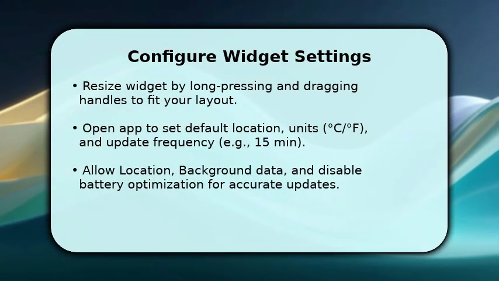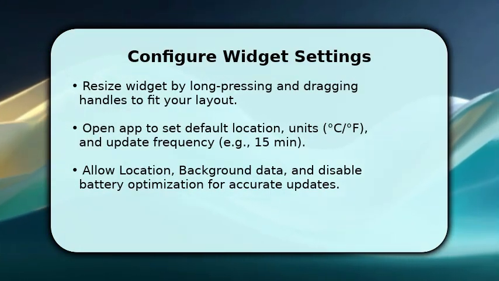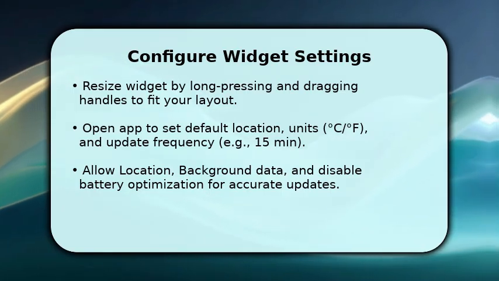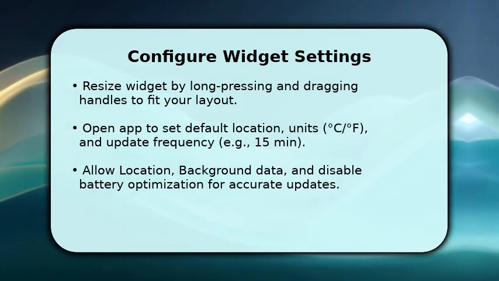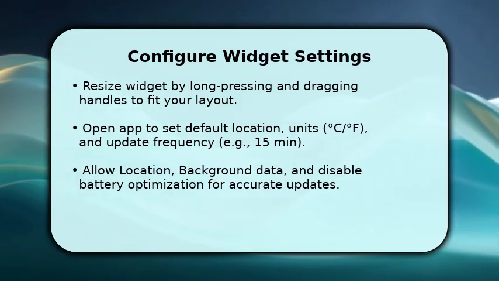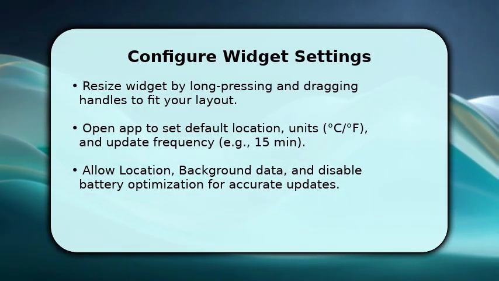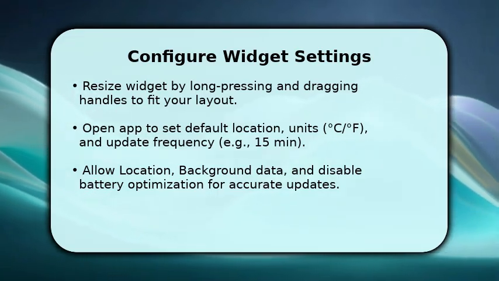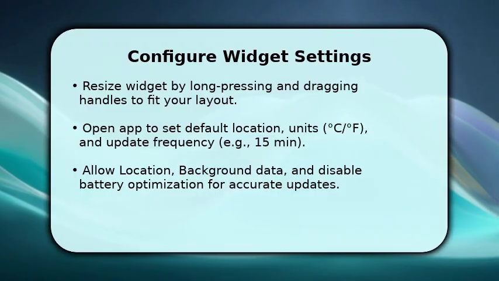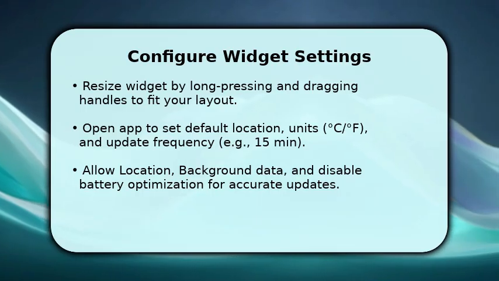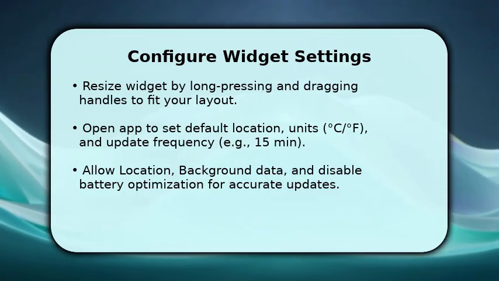You now configure the widget so it stays useful. Resize the widget on the home screen by long pressing it and dragging the handles to match your layout, then tap the widget to open its quick settings. Inside the app, set your default location, choose degrees C or degrees F, and pick an update interval like 15 minutes for near real-time data. Make sure you allow location and background data, and take a moment to exclude the app from battery optimization. Otherwise, updates can be paused.